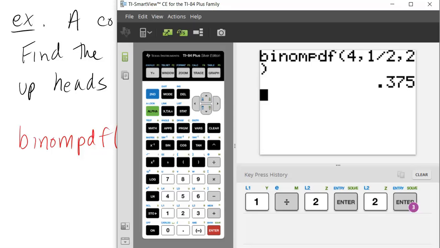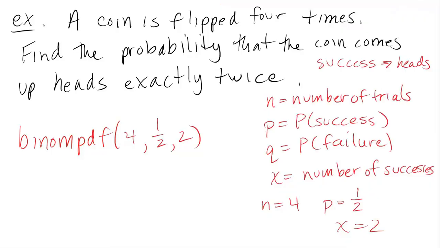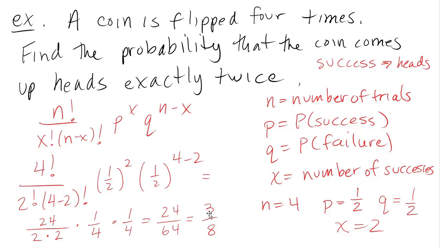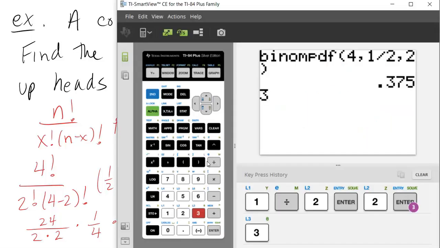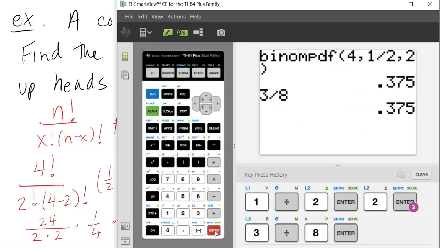If you remember when we did it by hand, we got an answer of 3/8. And if we check the decimal equivalent of 3/8, we see that that's 0.375. You get the same answer.